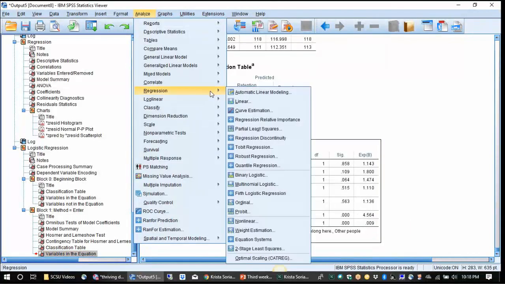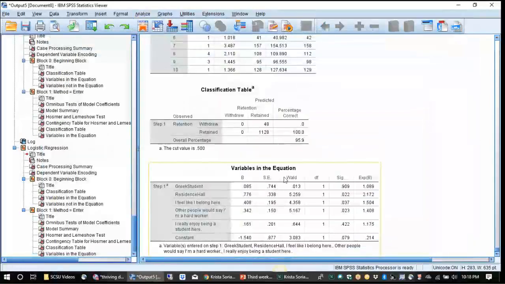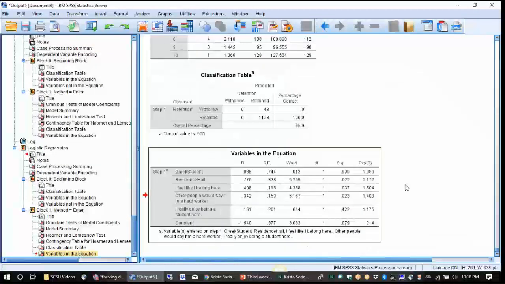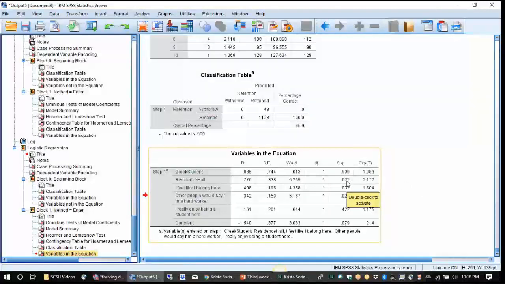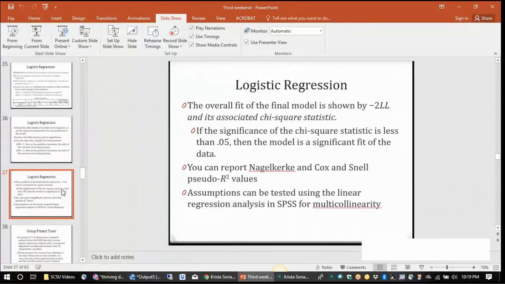If I were to take out GPA, some of these other predictors might show up as positive. And they do. If we go down to variables in the equation, suddenly living in the residence hall is positively associated with retention. Students who lived in the residence halls were over twice as likely to be retained from their first year to their second year. Students' sense of belonging is positively associated with retention, and so is other people would say, I'm a hard worker. So these other variables became significant, and that's because we took out GPA, which is a very powerful predictor of students' retention. I have a few more slides that you can take a look at.